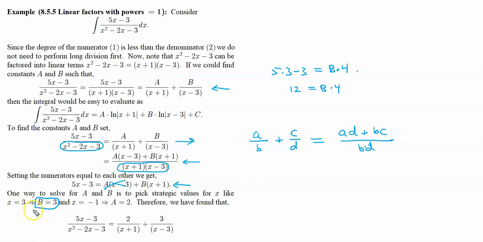Okay? So that's the procedure. Once you let x equal 3, this is the procedure to follow to get the conclusion that b is equal to 3. Okay, and then you can do the same thing, but pick an x value so that this term is equal to 0. Well, x equals -1. We'll do that. So letting x be -1, put -1 in for the x's, we get 5 times -1 minus 3 equals a times -4.